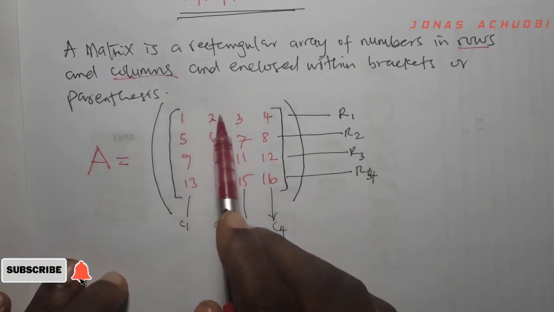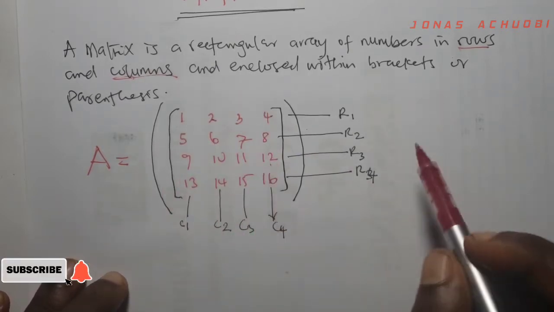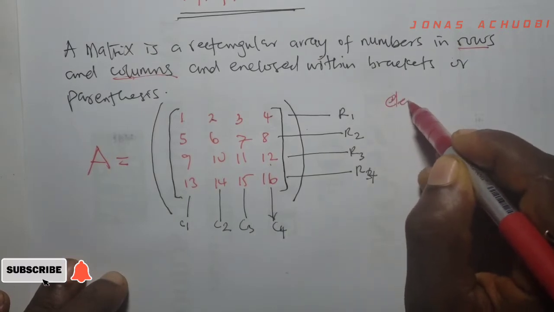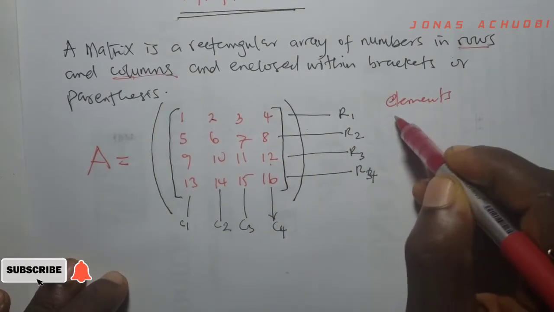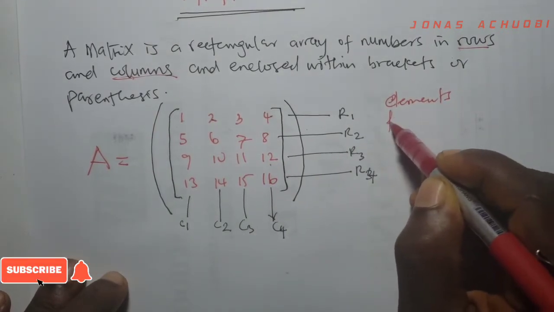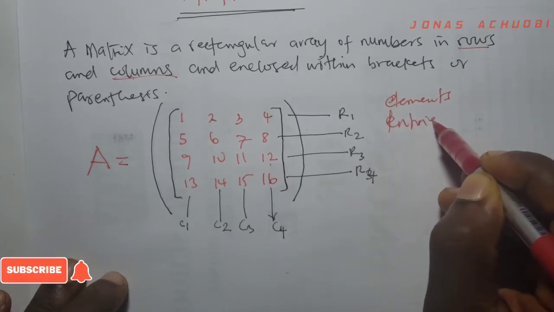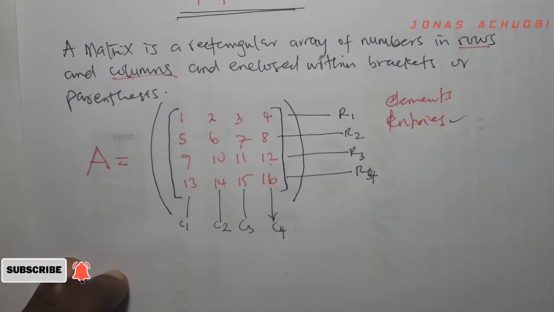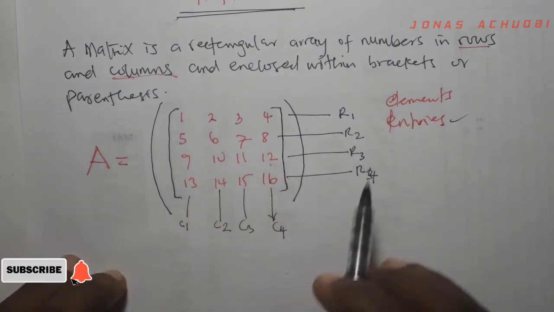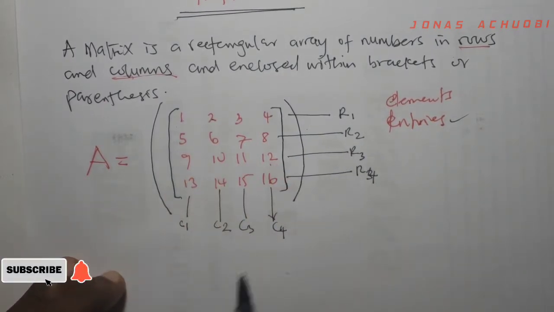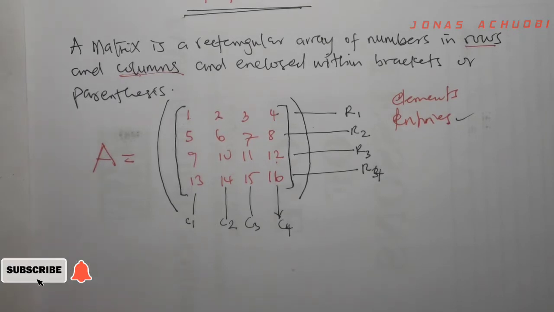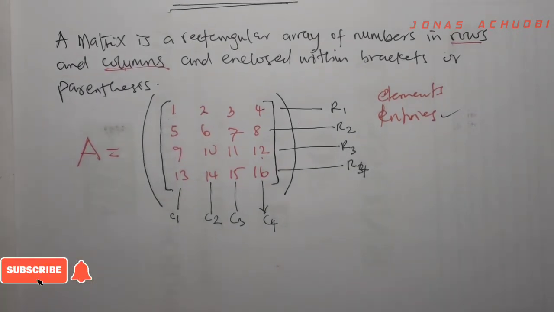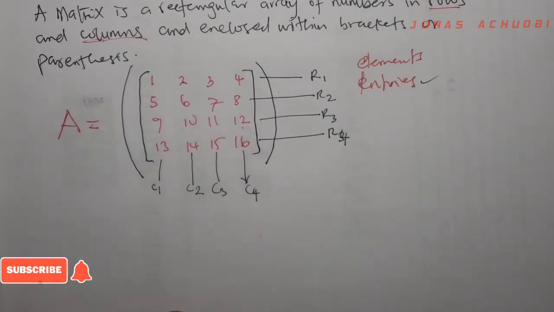So these numbers inside here are what we refer to as the elements of the matrix, or the entries of the matrix. I shall be using more of the word entries. So once you have an arrangement of numbers in this pattern, then what you have is a matrix. So we shall be studying such systems and their properties.